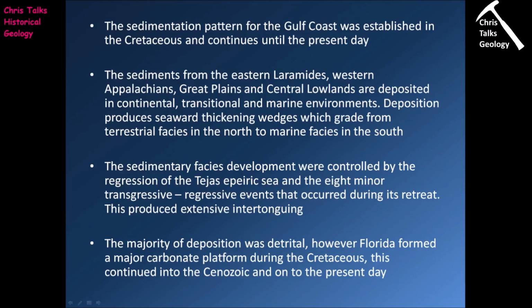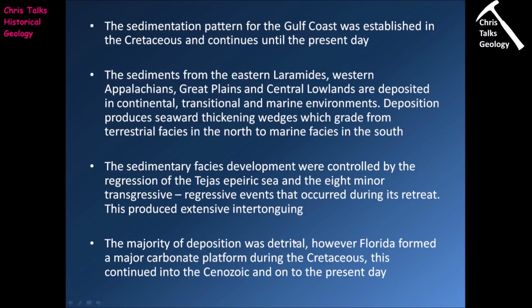So as part of this Epeiric event, we actually have 8 minor transgressive regressive cycles, which we can see in the sedimentary sequence. And so this means obviously the facies are going to be shifting depending on whether the ocean is transgressing or regressing. And so this means the sediments associated with the Tejas sequence essentially show quite strong intertonguing as the facies were moving due to sea level changes.